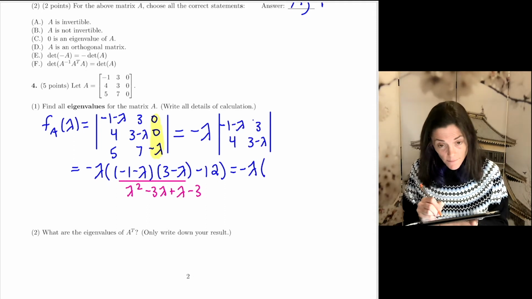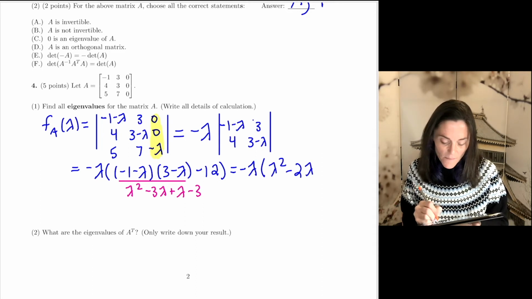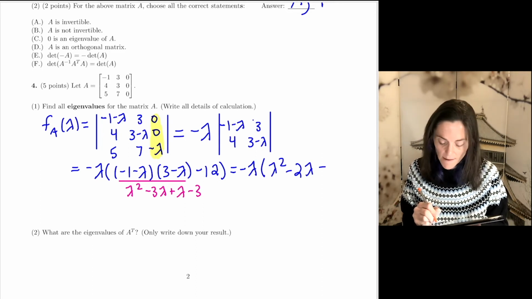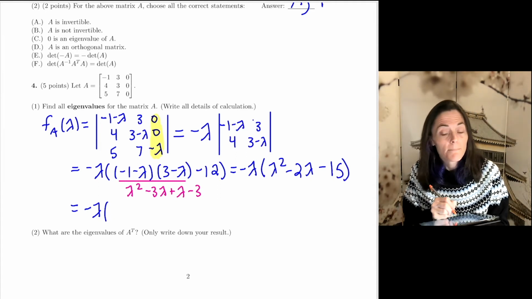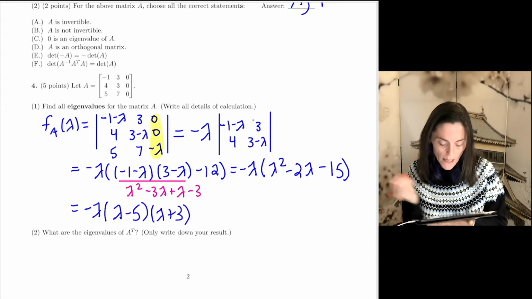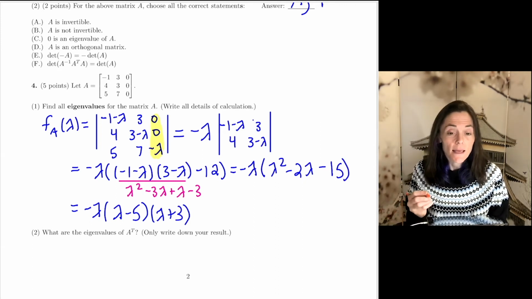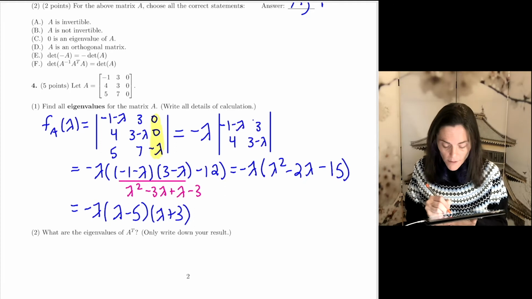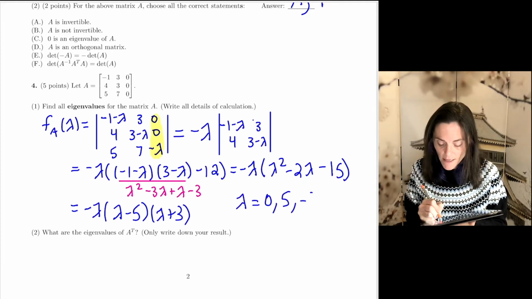So now on the inside, I have a lambda squared. I have a -2 lambda, and then I have -15. This factors into lambda -5 and +3. Lambda -5 and lambda +3. Now I can answer the question, what are the eigenvalues of A? Find all of them. Okay, we solve. We have 0, we have 5, we have -3.